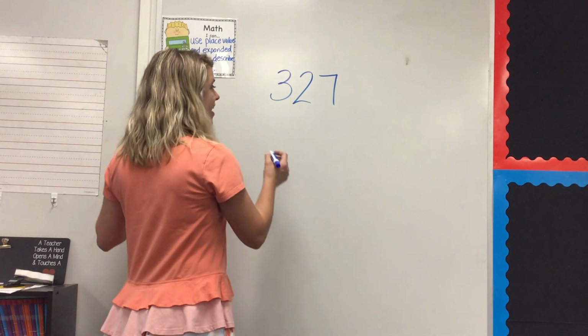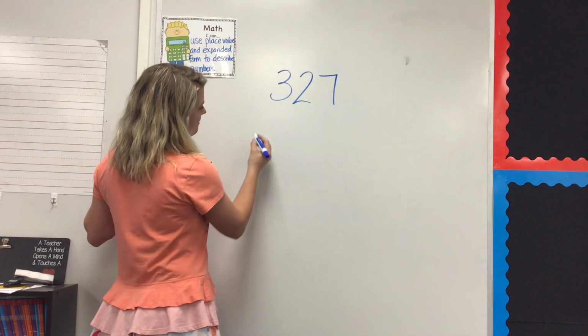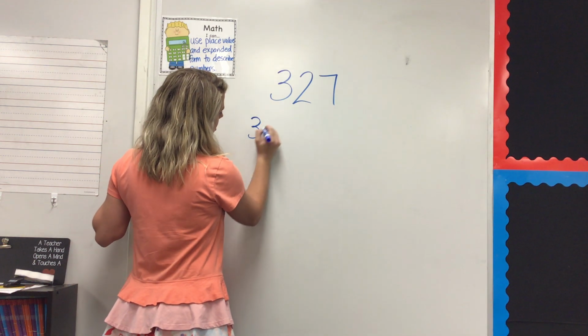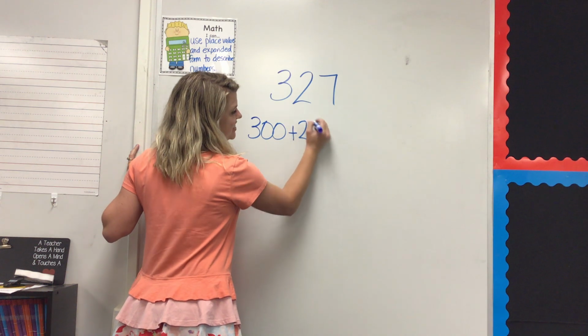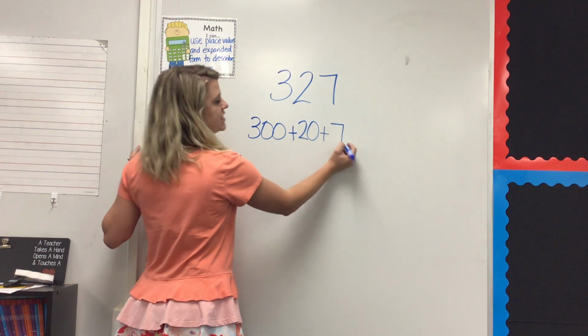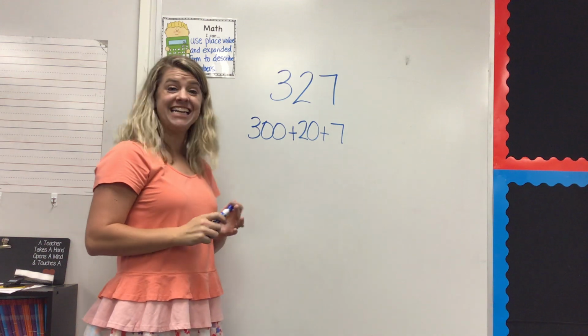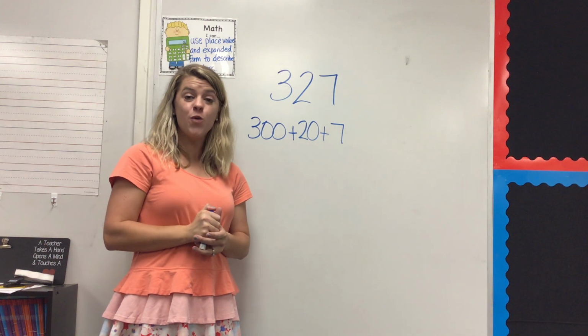Here we go. 327 is the same thing as 300 plus 20 plus 7. That is our expanded form.